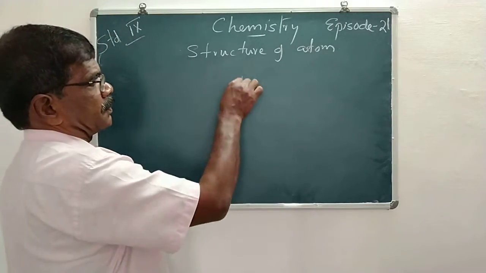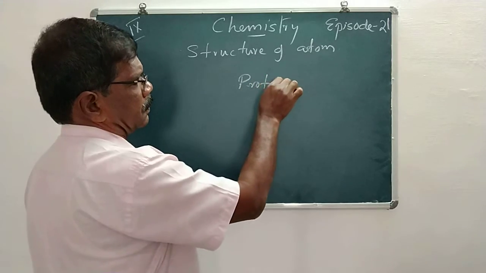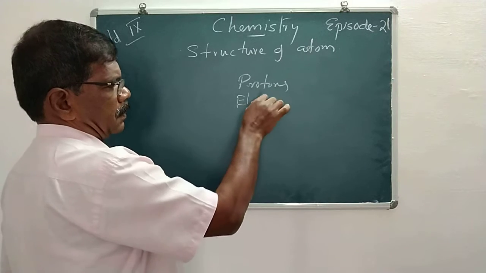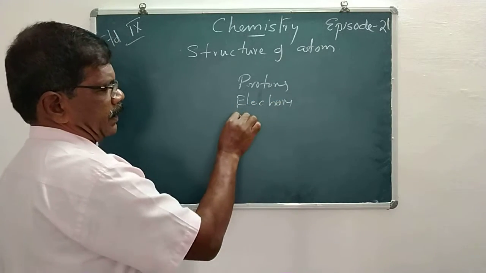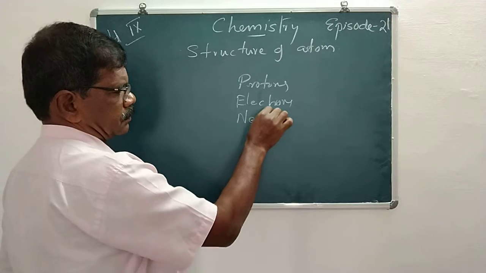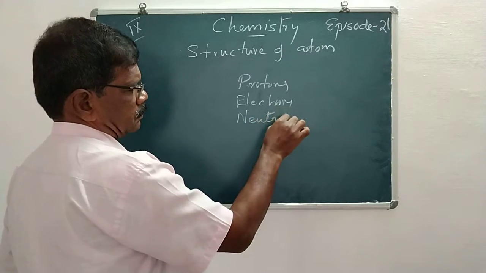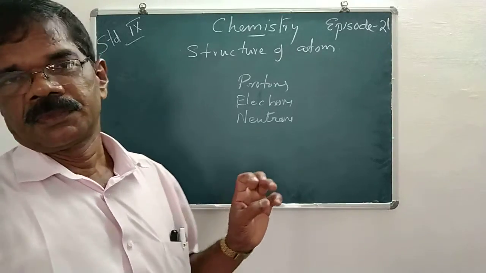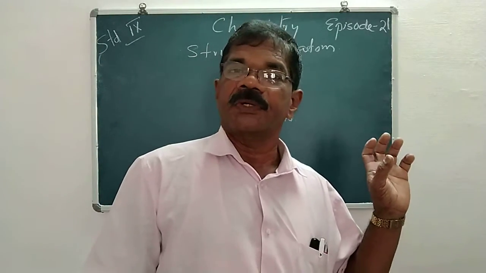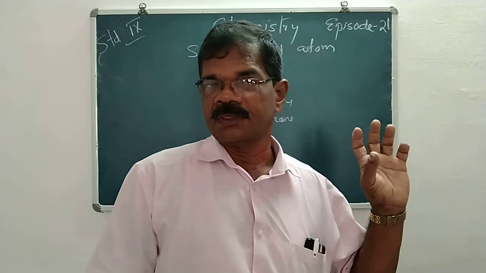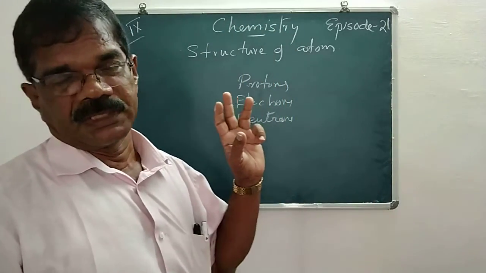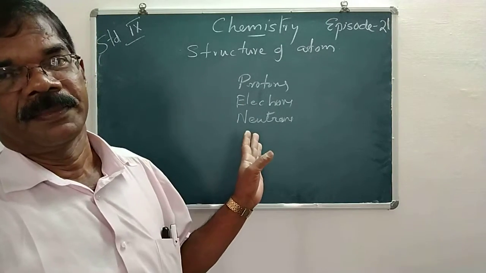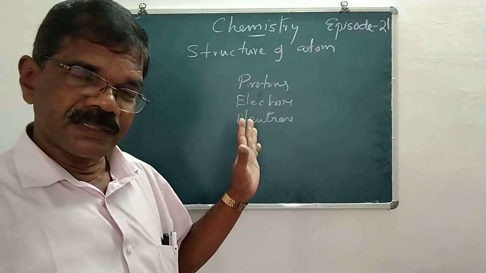They are protons, electrons, and neutrons. We get a clear idea about protons, electrons and neutrons: the name of the scientists who discovered the particles, their position in the atom, their charge, as well as their mass.